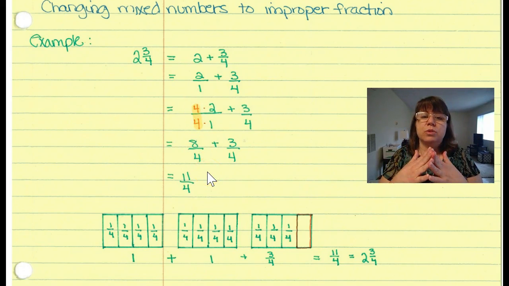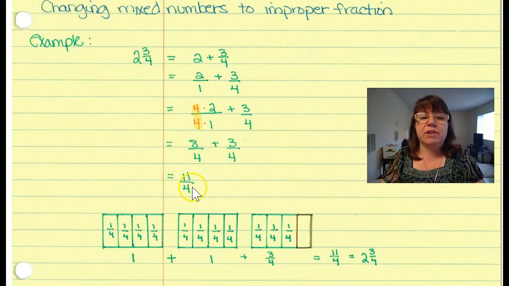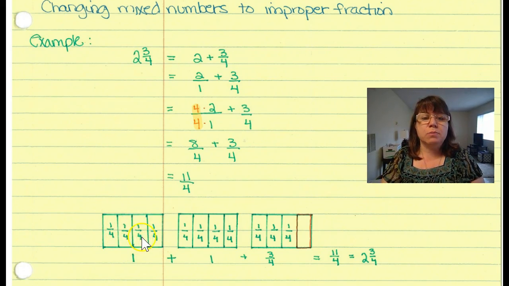Now I can add the two fractions together. So 8/4 plus 3/4 is 11/4. If you want to think about it, 2 plus 3/4 is really a whole 1, another whole 1, and 3/4. So if I created a 1 that's broken up into 4 segments, another 1 broken up into 4 segments, and another 1, but this time I'm only taking 3 of the 4 segments, and you count them all up, that's still going to be 11/4.